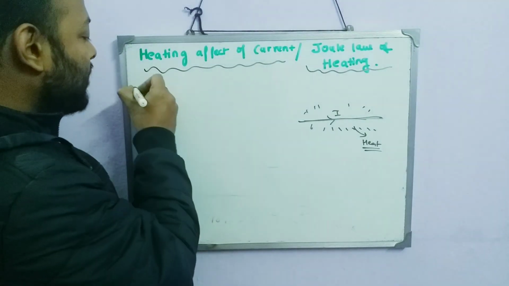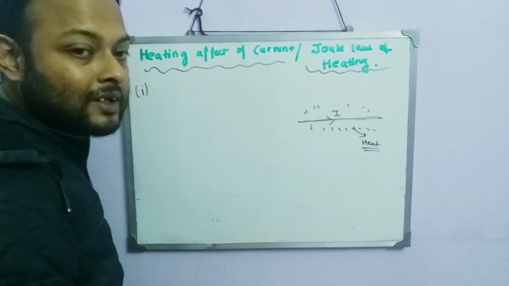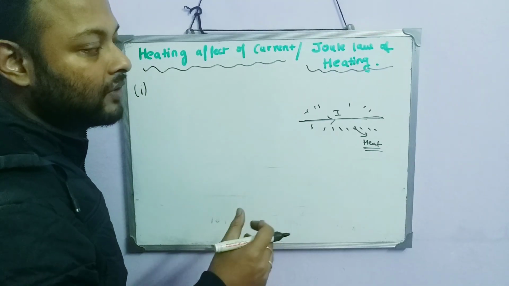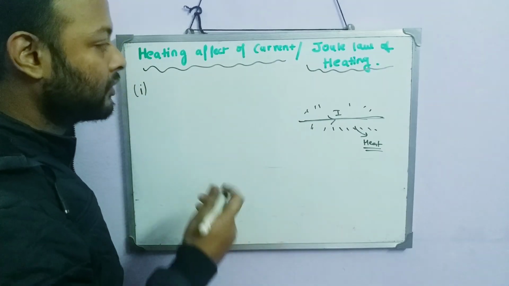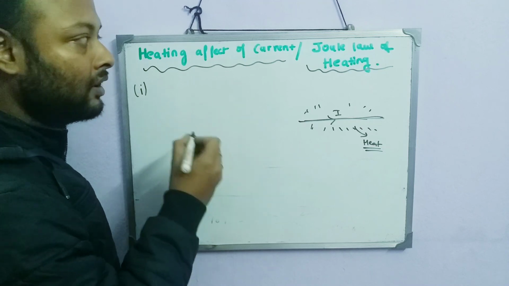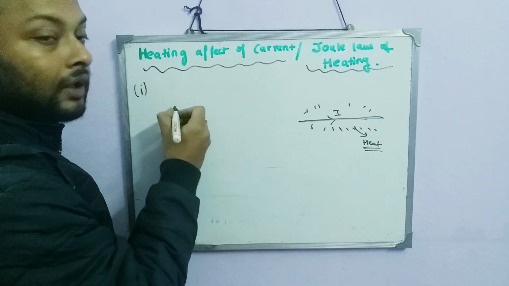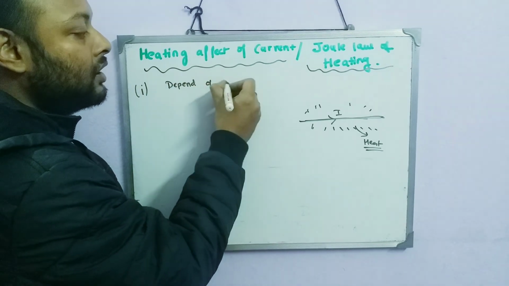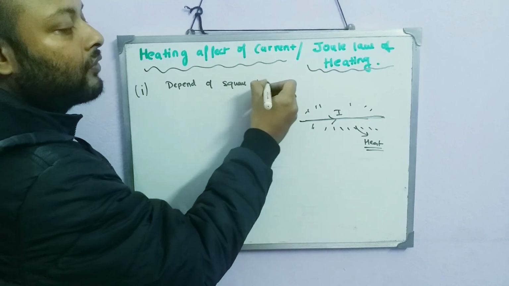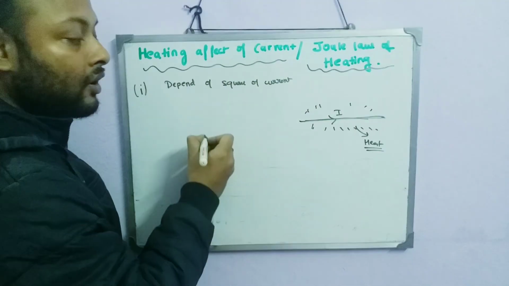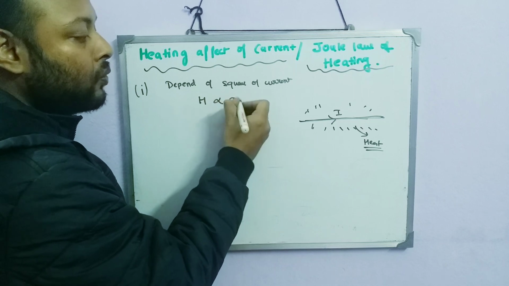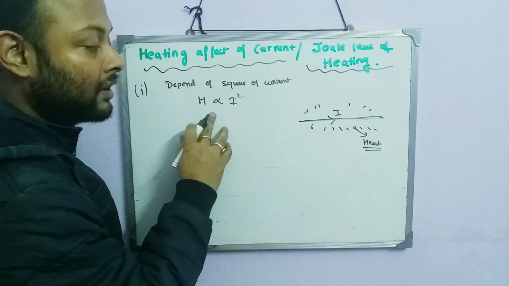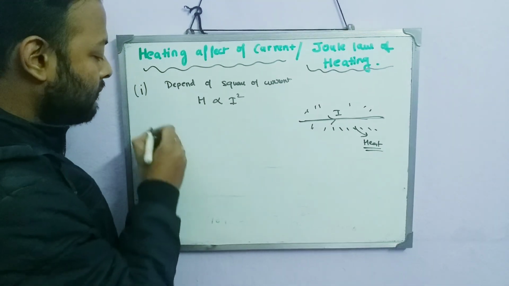So firstly we have to see on what factors the heating of this wire depends. The heating effect of the wire depends on the value of current, or depends on the square of current. So more the current, more the heating effect. But how does it depend? Current square.